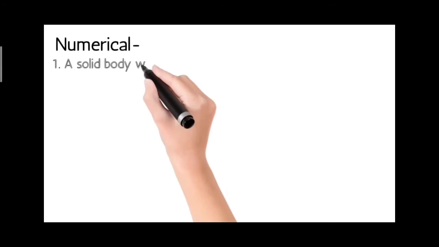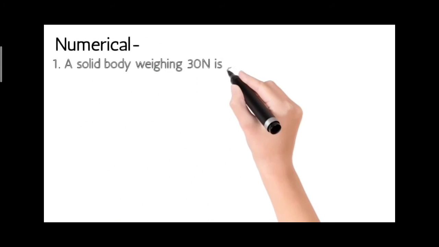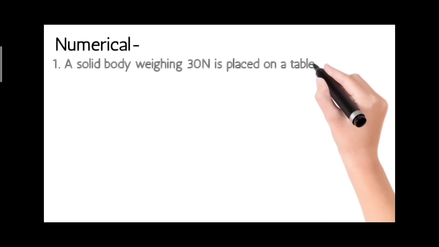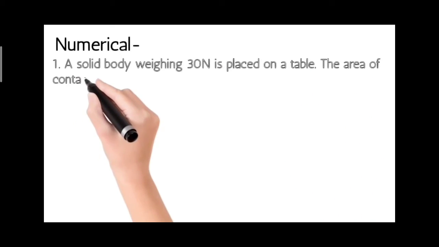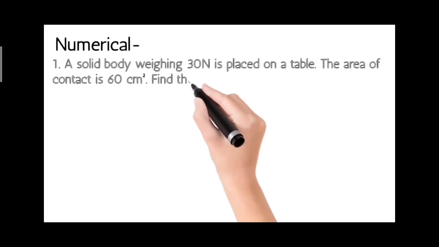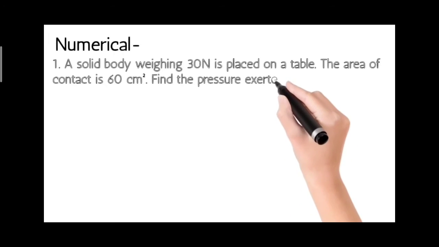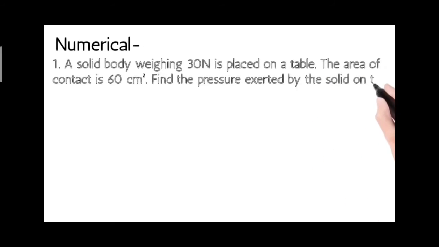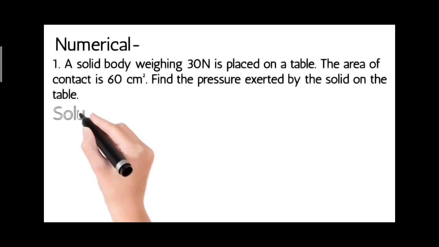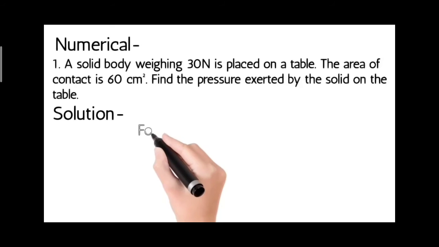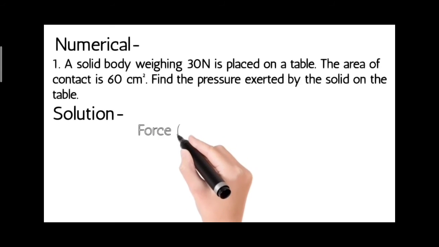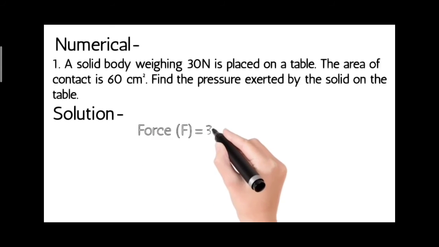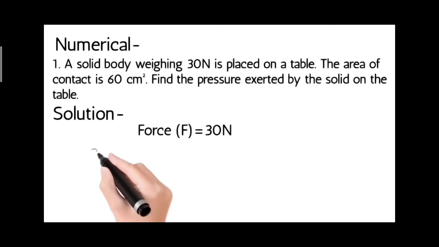Some example numericals. First is, a solid body weighing 30 Newton is placed on a table. The area of contact is 60 cm square. Find the pressure exerted by the solid on the table. Now first we will write what is given. Force, that is capital F, is 30 Newton.